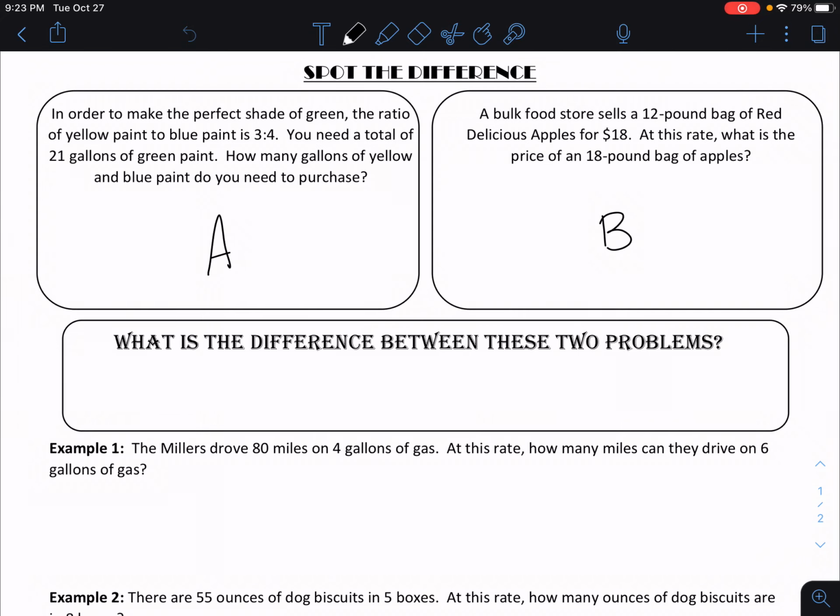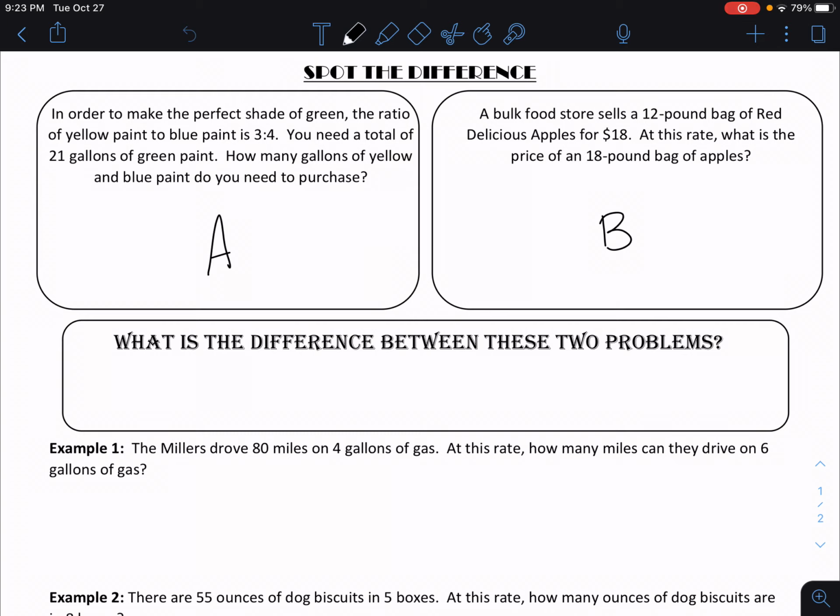Good evening, everyone. Today we are going to be looking at rates and how to apply rates to different situations using either the unit rate or just the rate itself. The first thing we're going to talk about is the difference between these first two problems. I've labeled the first one A and the second one B.